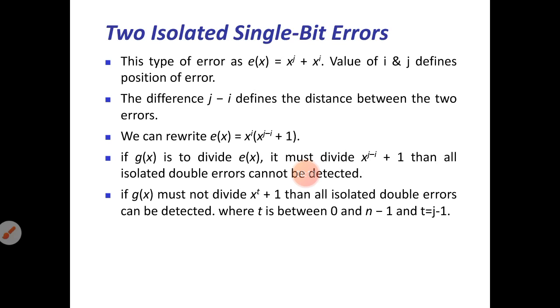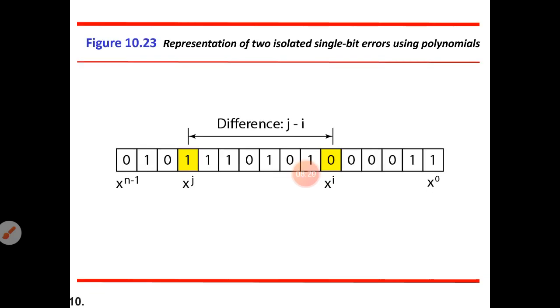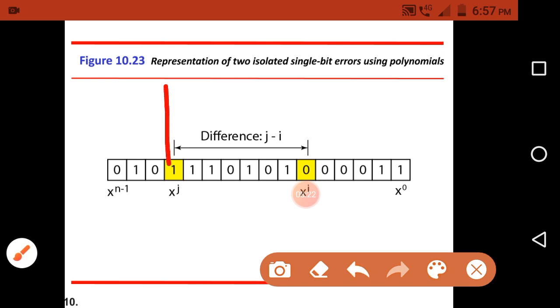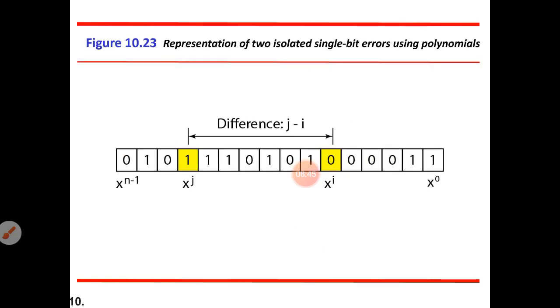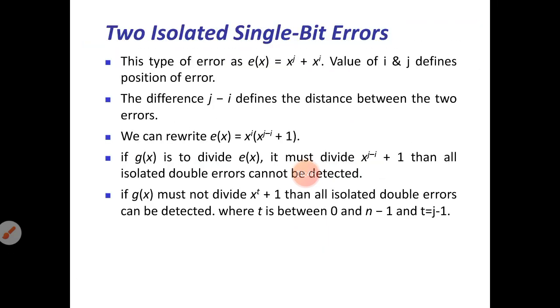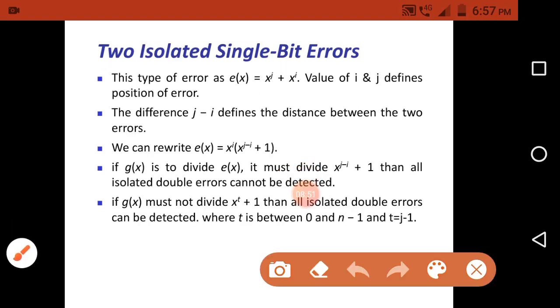Okay, next we move to two isolated single bit errors, meaning two single bit errors are present in the particular data. There are two single bit errors: one error is present at the jth position, and one error is present at the ith position. We have to call these two errors two isolated single bit errors. So how can we represent these two single bit errors using a polynomial?